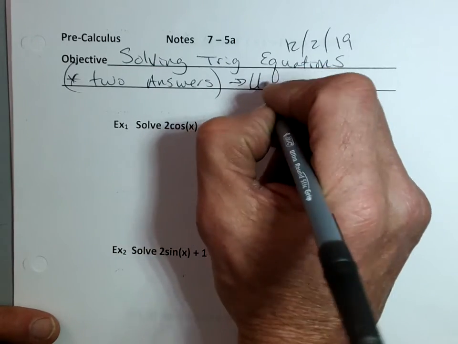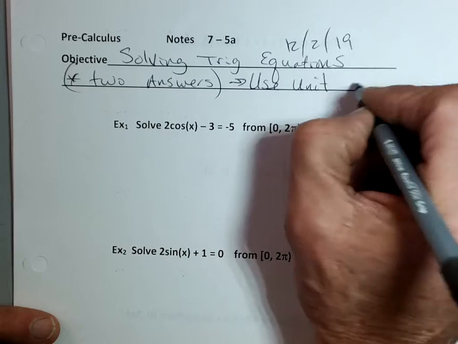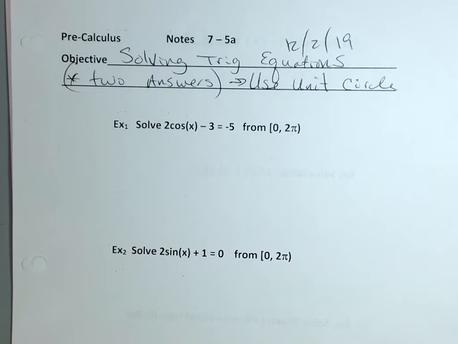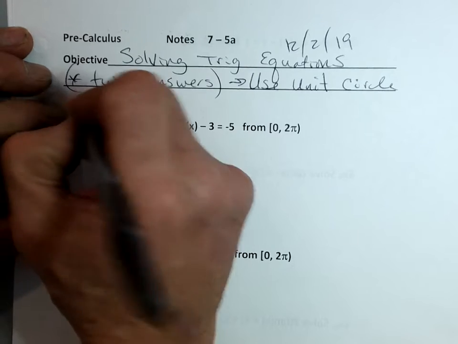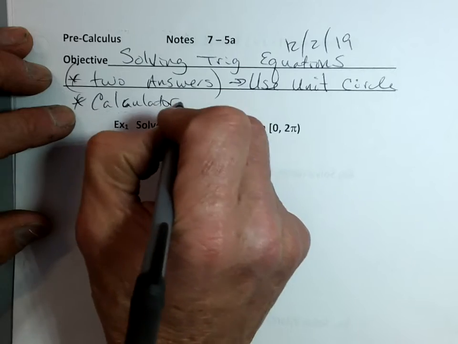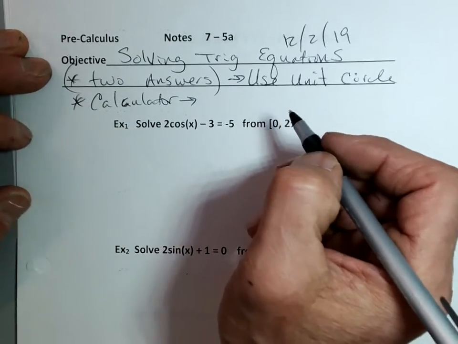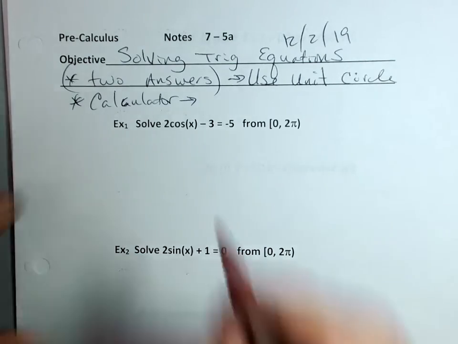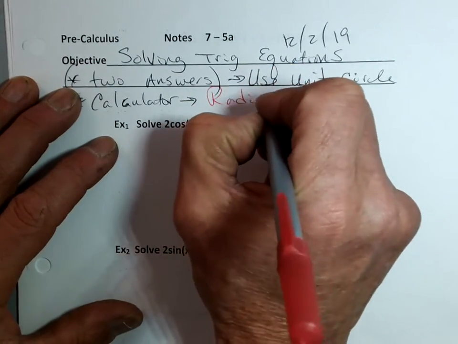Okay, use unit circle. And if you can't use a unit circle, if it's not on the unit circle, we'll use a calculator. Okay? If we use a calculator, write this down. This makes sense. My answer is pi thirds, pi halves, right? So my answers are in radians, right? So if we use a calculator, we must be in radian mode, okay?